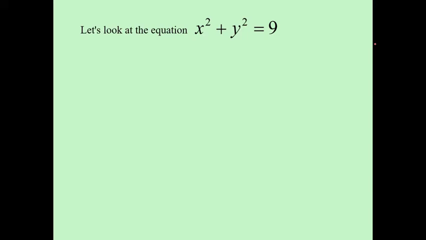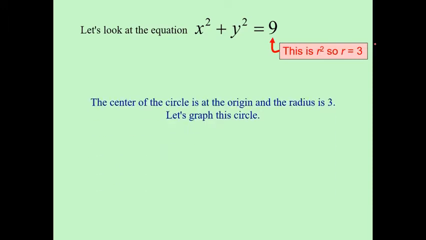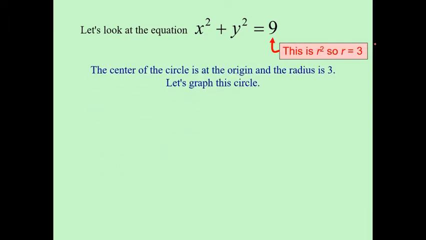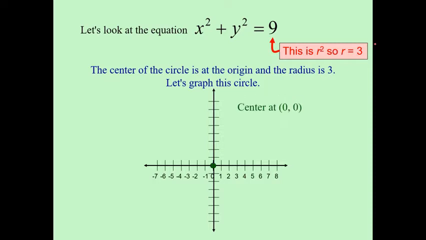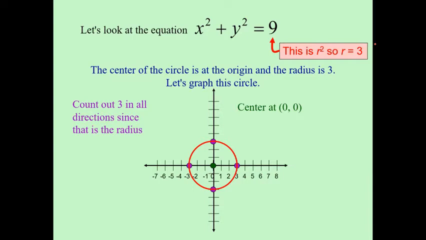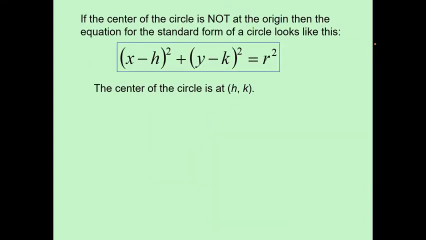Let's look at the equation x squared plus y squared equals 9. Remember, 9 is r squared, so if you take the square root of it, r is equal to 3. The center of the circle is at the origin, and the radius is 3. Let's graph this circle. Center is at the origin, (0, 0). Count out 3 in all directions since that is the radius, and then go ahead and sketch in your circle.